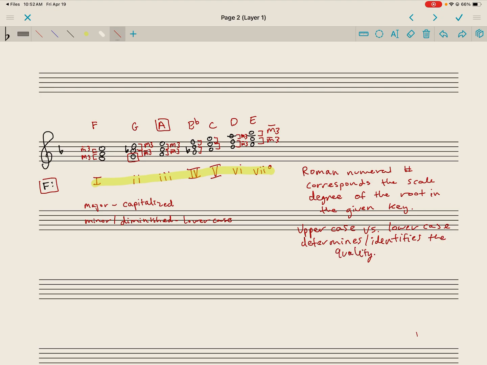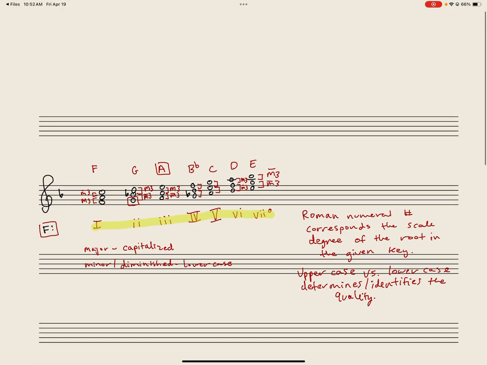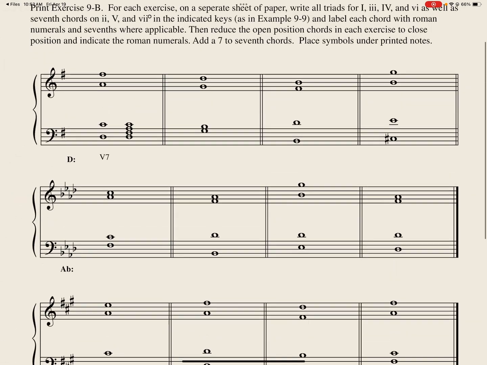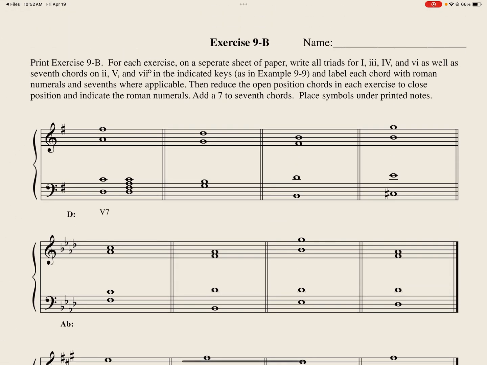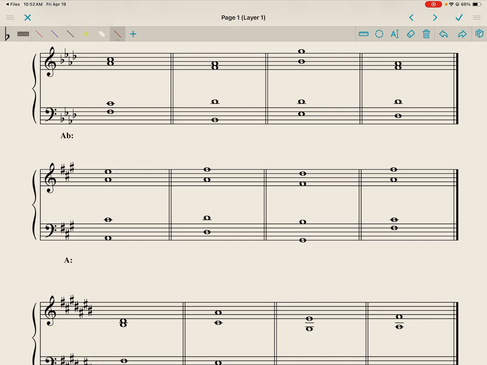Okay. So this is just a contextualization so that you can see it. Let's go back a page and look at 9B. I would like to start at this A flat major section. If we're looking here, you have an F in the bass, right? So essentially what's written here is an open position.